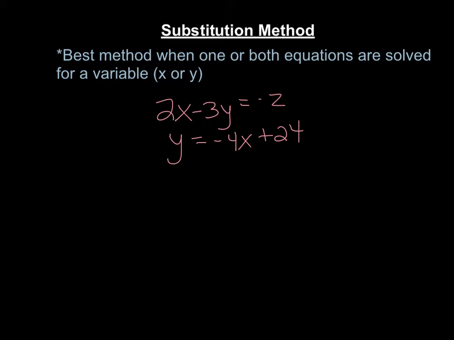Substitution method is the best method for solving systems when one or both equations are solved for a variable, either x or y. So in this example written here, we can see that the second equation is solved for y. It says y equals negative 4x plus 24. So I'm going to take what y equals, and I'm going to plug it in place of the y in my top equation. They tell me that y equals negative 4x plus 24, so I'm going to put that right here in place of y and substitute for it.